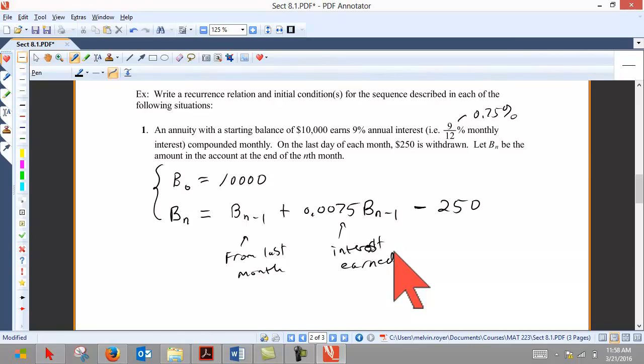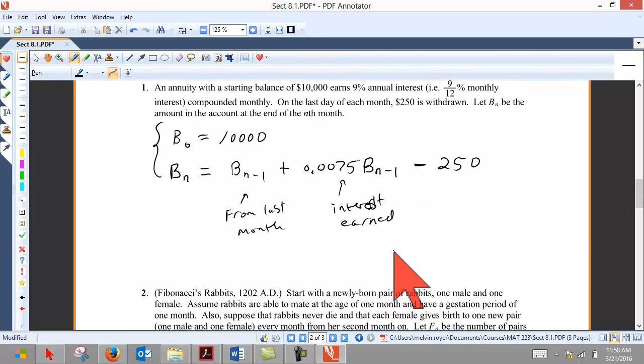All right, so we can come back later to talk. Let me simplify it just slightly. The first two terms are like terms, so I could write this as 1.0075 B sub n minus 1 minus 250. And we can come back later and talk about how these things can be solved.